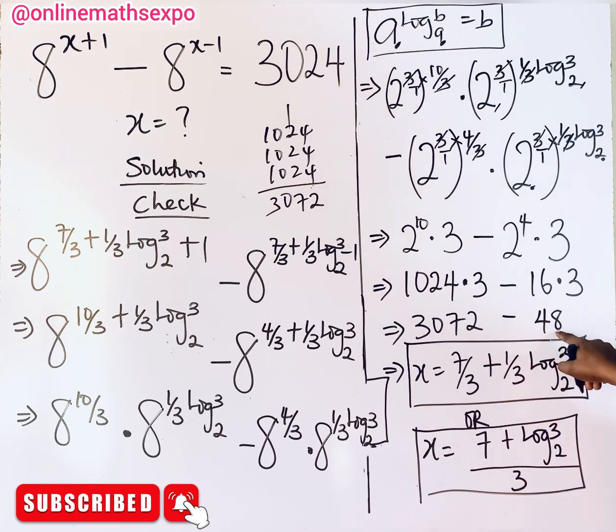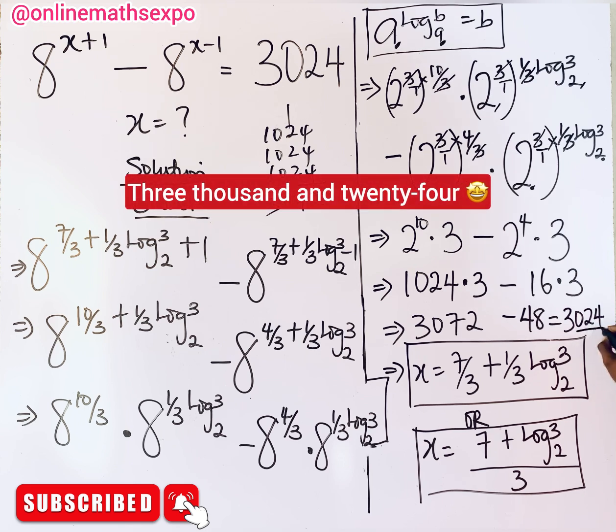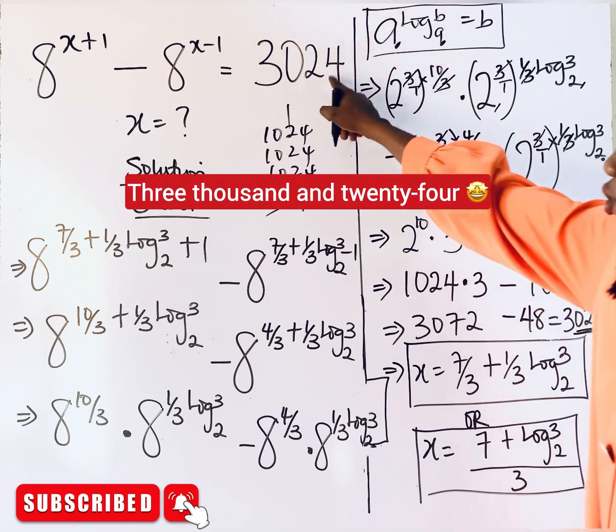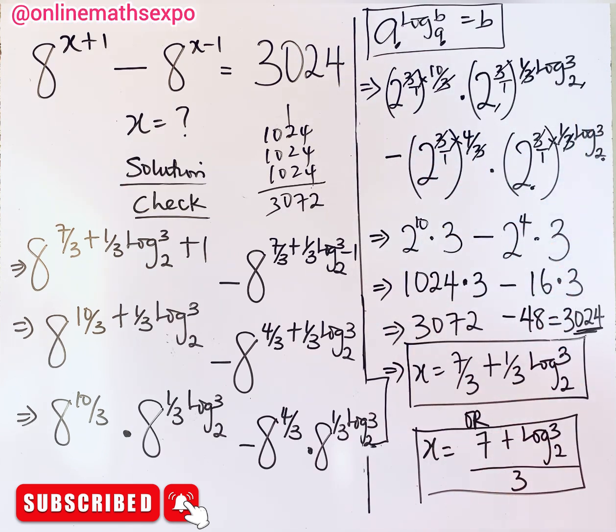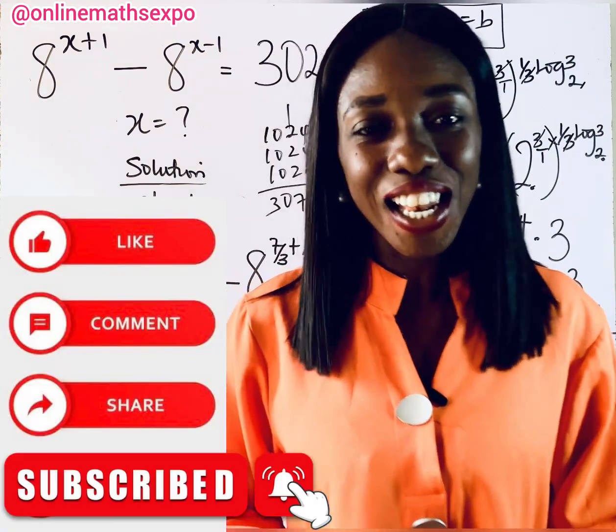Then subtract this from it, and what is your result? When you subtract this from it, we can now conclude that our answer is equal to this 48. And when you subtract this, you are going to have 30,024 as your answer, which is what we have here. So it means that the value of x, which you have gotten as this, is what's correct. And I hope you learned a lot.